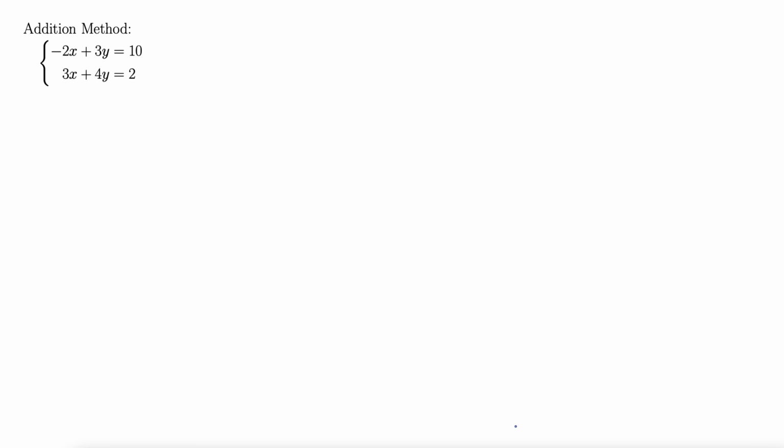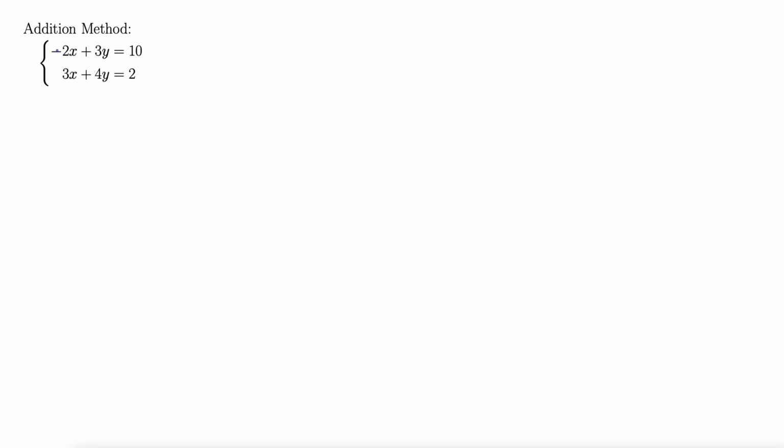Okay, let's use the addition method to do this example. We have negative 2x plus 3y equals 10 and 3x plus 4y equals 2. We want to get the variables in the top equation and the bottom equation to line up exactly, except we want them to be negatives of each other.